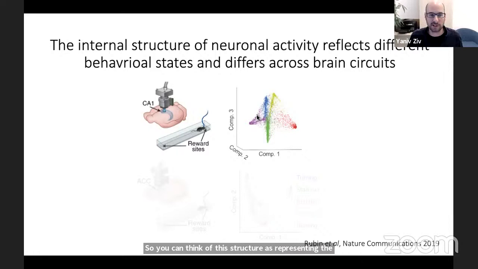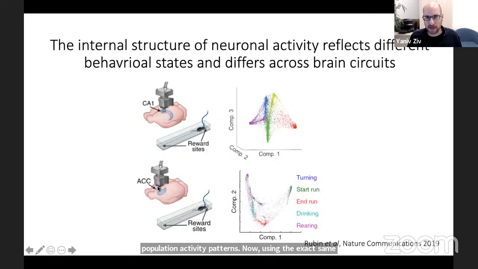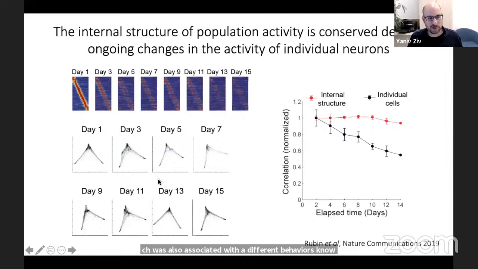Now, using the exact same experiment, only now recording from another brain area, the anterior cingulate cortex, and applying the same analysis exposed a completely different internal structure of neuronal activity, which was also associated with different behaviors. Now, very relevant for our work, we found, and here showing you data from the hippocampus, that despite ongoing changes in the activity of individual neurons, as I showed you in the beginning, the internal structure of neuronal population activity was conserved over time. So we wanted to apply a similar analysis to the data from the Allen Brain Observatory.